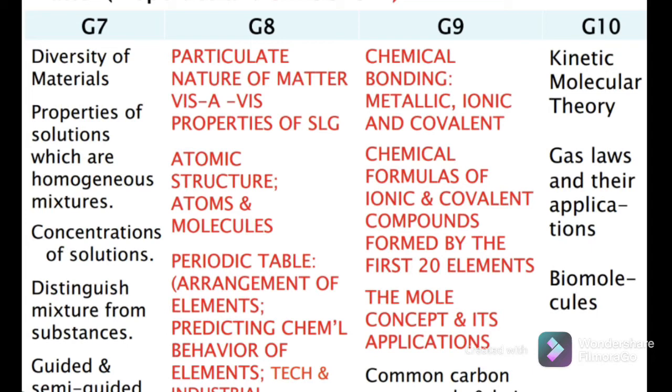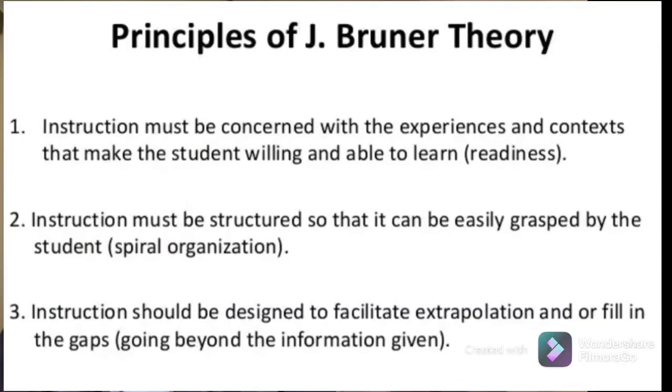There are, of course, according to Bruner, three principles of instruction under spiral curriculum. First, instruction must be concerned with experiences and contexts that make the student willing and able to learn. So this is a very important thing that you must remember as one of the principles of instruction in a spiral curriculum, and it is about readiness.